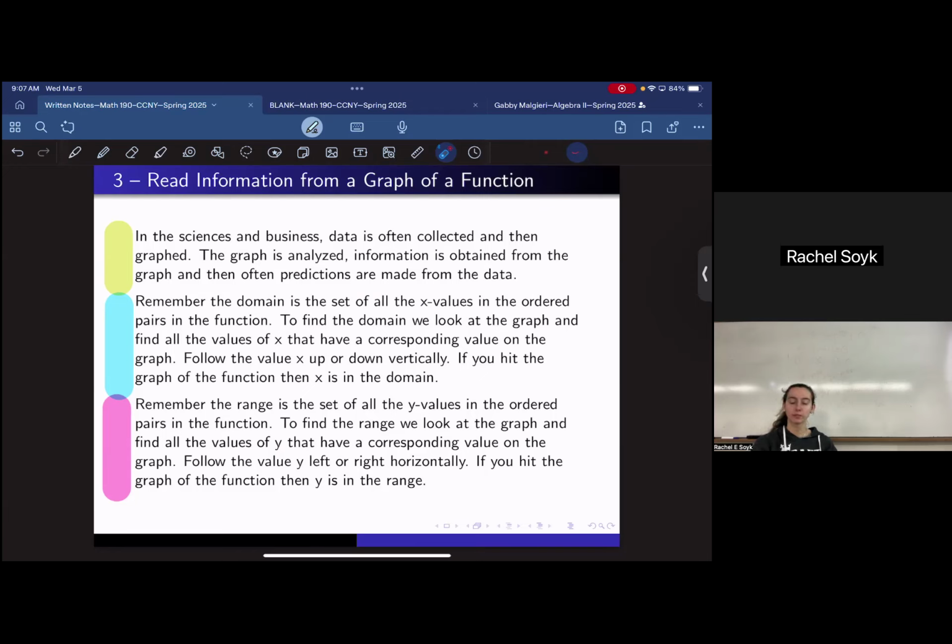Good. Remember, the range is the set of all the y values in the ordered pairs in the function. To find the range, we look at the graph and find all the values of y that have a corresponding value on the graph. Follow the value y left or right horizontally. If you hit the graph of the function, then y is in the range. Awesome. Great work.